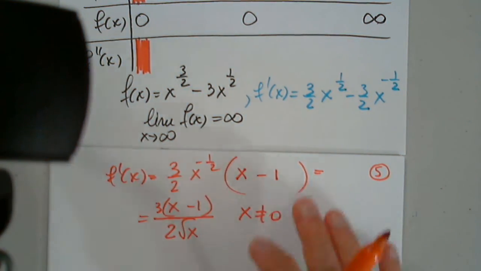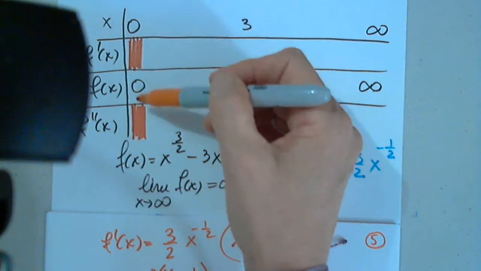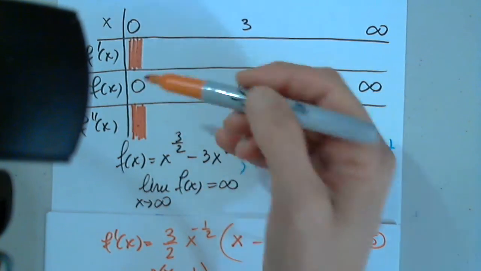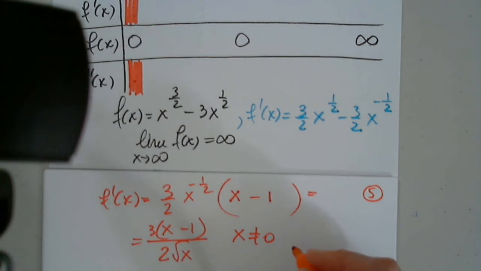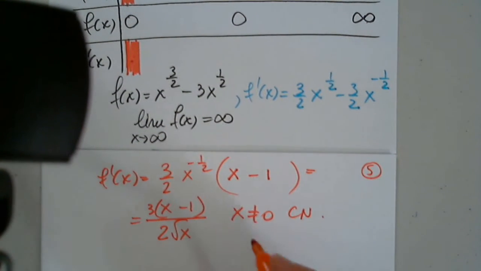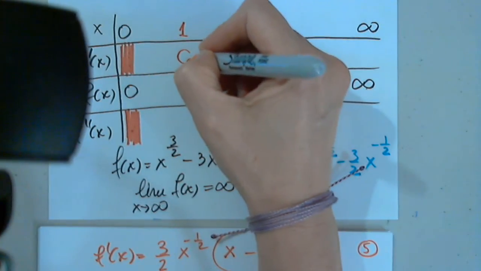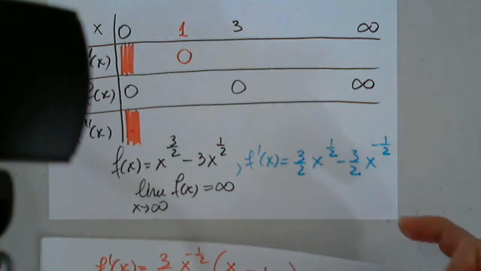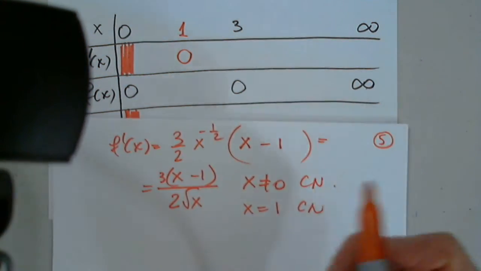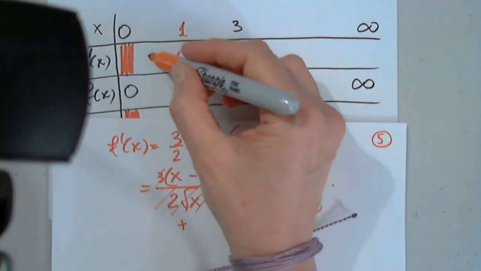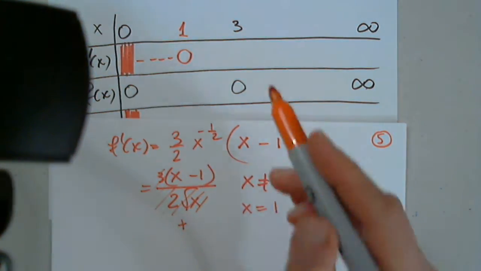That's one thing that I have to write immediately, that the function, the derivative, and also the second derivative will be undefined there. And it is a critical number. And the other critical number is x equals 1. I will study the sign of the derivative, but not the sign of this, because it's always positive. So to the left of 1 is negative, to the right of 1 is positive.